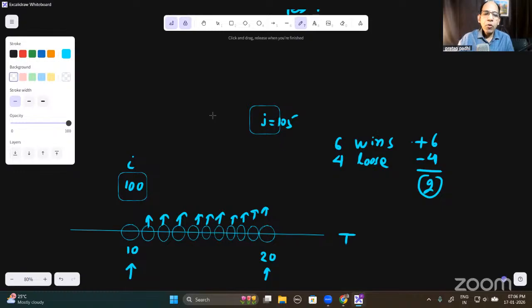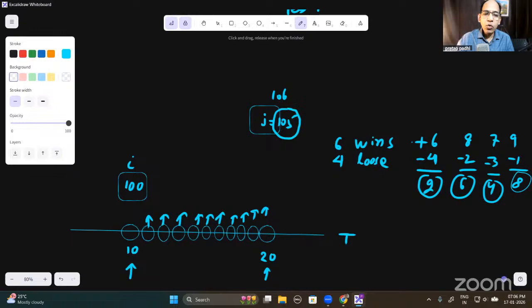Okay. So what will happen? Suppose you win 8 times and lose 2 times. So you will gain 6, and you will go from 100 to 106. Can you go to 105 from 100? No. Because if you win 7, you have to lose 3, so your net gain is 4. If you win 9 and lose 1, your net gain is 8. You can never go to 105 from 100.